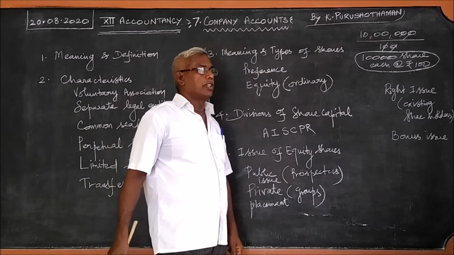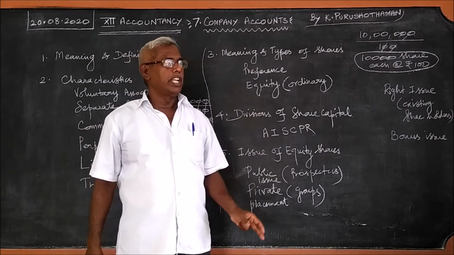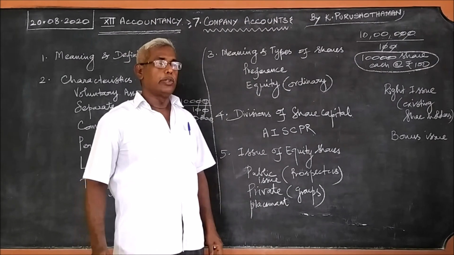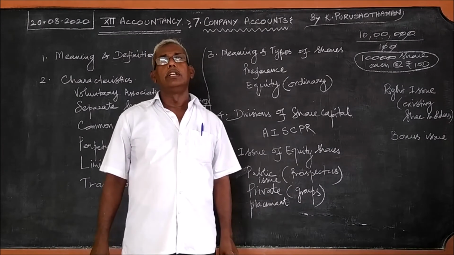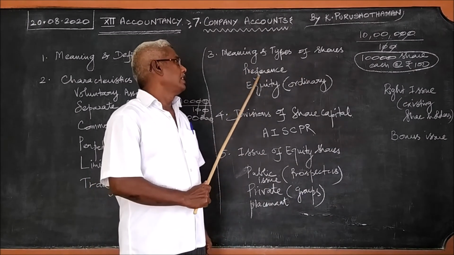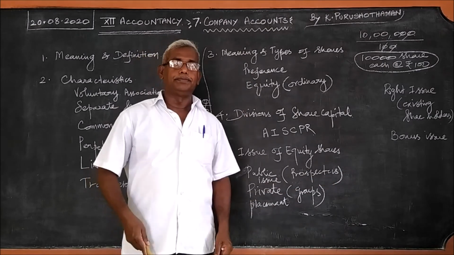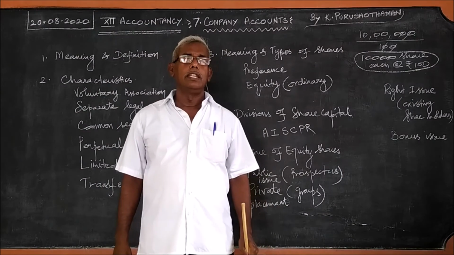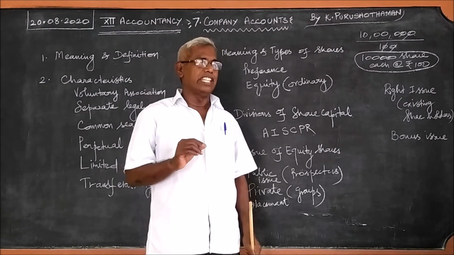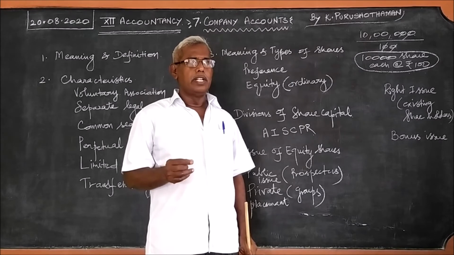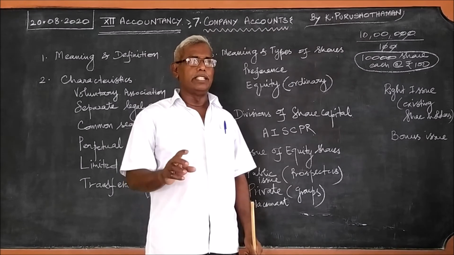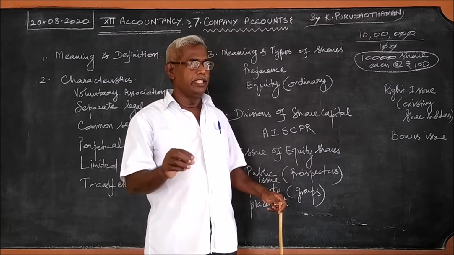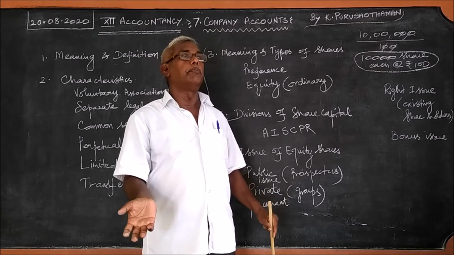What are the different types of shares? One is the preference share, the other is the equity share or ordinary share. Equity share is otherwise called ordinary share. First, let us see what is a preference share. The preference share is one which has the preferential right at the time of dividing the profit earned by the company, and the preferential right is also given at the time of winding up of the company.